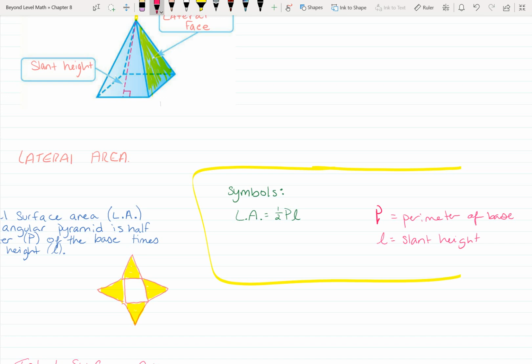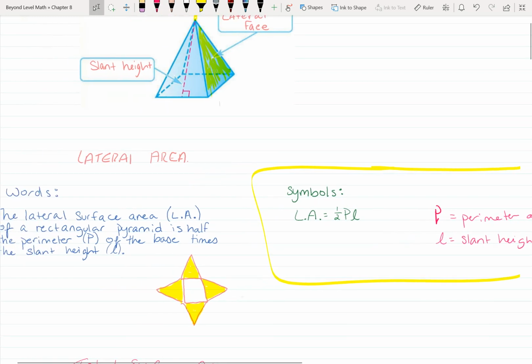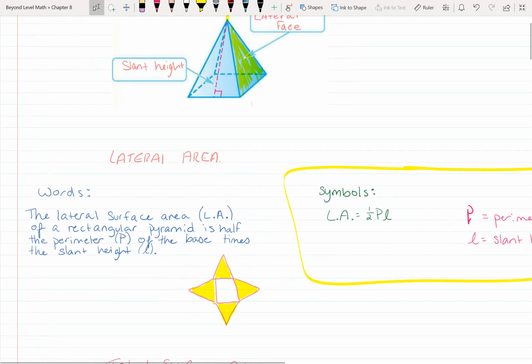Now, when we get into the area of the base, if the base is a rectangle, we use length times width to find the area of that base. So the L for slant height looks very similar to the L for length when you do length times width. So just be careful of that. Alrighty. So the lateral area.